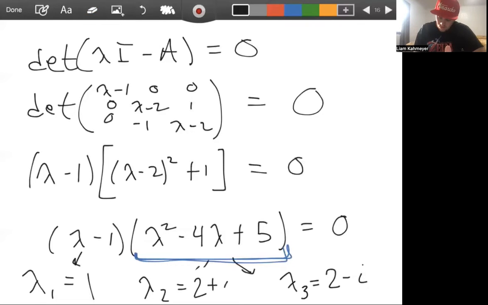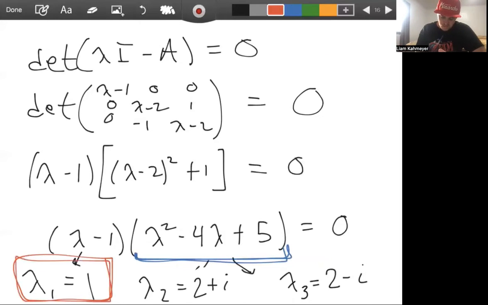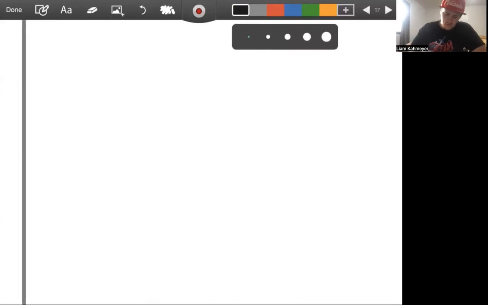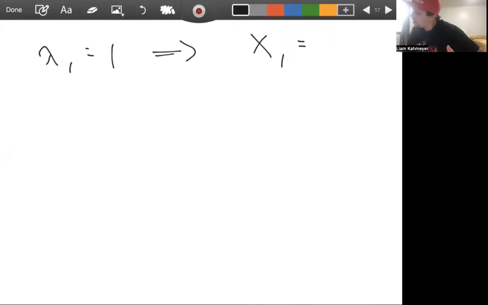So now, finding eigenvalues is no different. You just have to use the quadratic formula to figure out what the complex roots are going to be. Now we know how to find eigenvectors for real-valued eigenvalues, so I'll leave that as an exercise. Here we'll just say x1, for lambda 1 equals 1, you get the basic eigenvector. I believe I got x1 is 1, 0, 0.